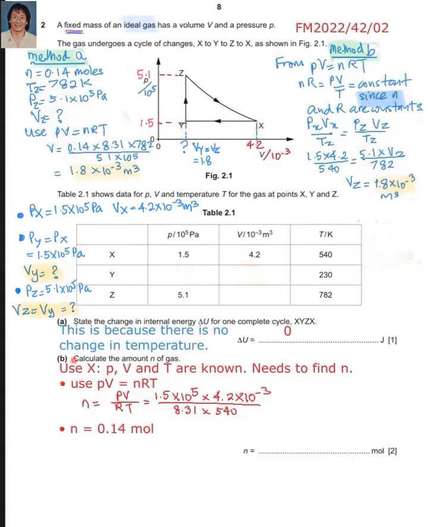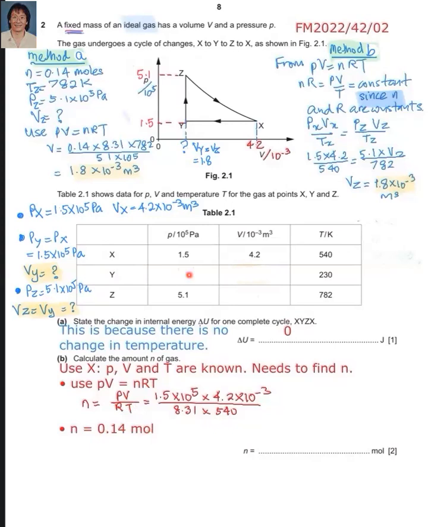Then in part B, calculate the quantity of gas in moles. We will use the pressure, the volume, and the temperature for the gas at X to calculate n. This question carries 2 marks. The first mark is for PV equals nRT, n equals PV over RT. We will substitute the pressure, the volume, and the temperature of the gas at X into the equation to get n equals 0.14 mole, which carries the second mark.